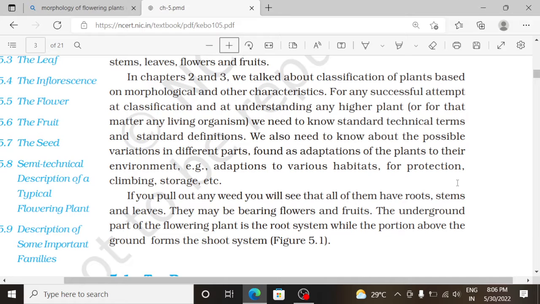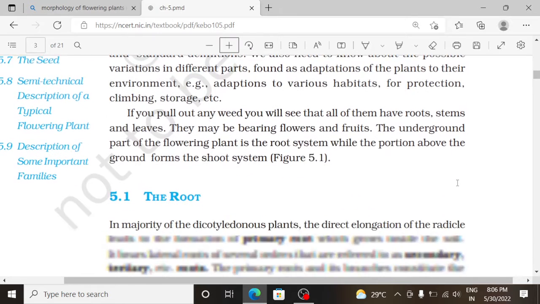If you pull out any weed, you will see that all of them have roots, stems and leaves. They may be bearing flowers and fruits. The underground part of the flowering plant is the root system, while the portion above the ground forms the shoot system. The root.